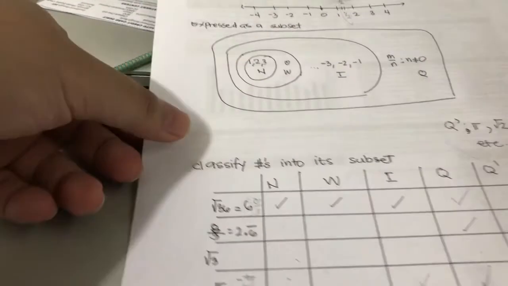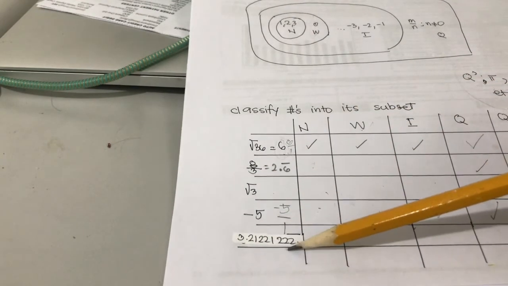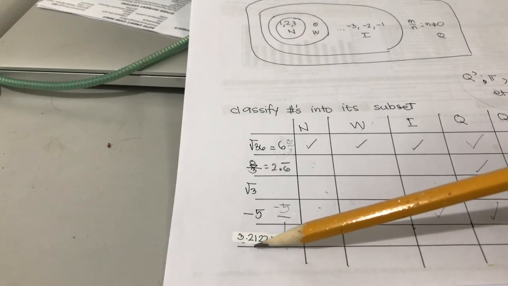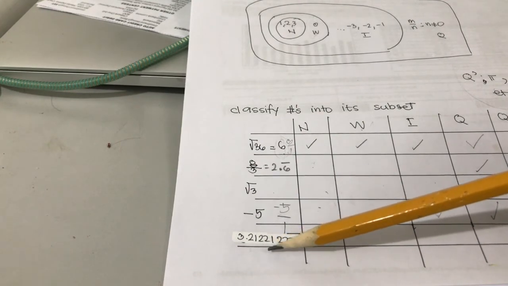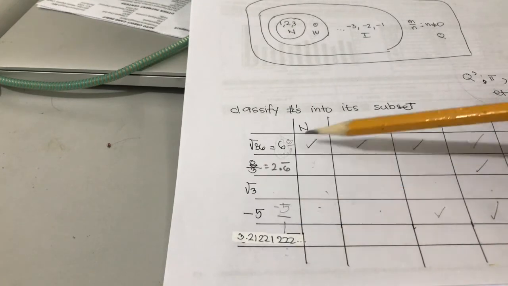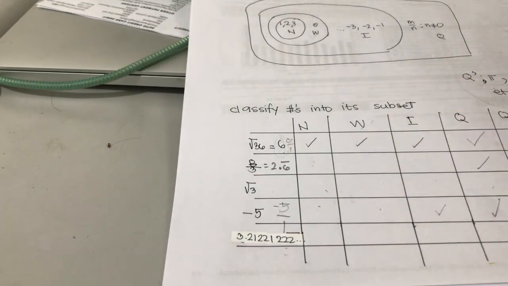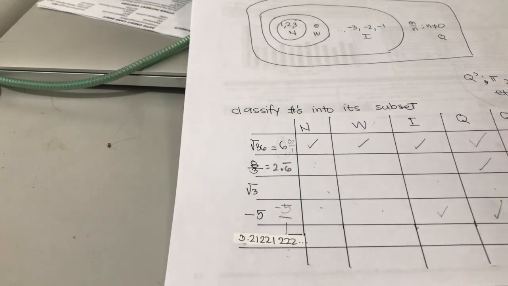How about 3.212212222? From our previous example, we have seen that the 2 keeps increasing over time. This means it has no pattern, or no repeating values. So therefore, it's neither a natural number, a whole number, nor an integer. It also cannot be a rational number because it cannot be expressed as a fraction. Therefore, it's an irrational number.